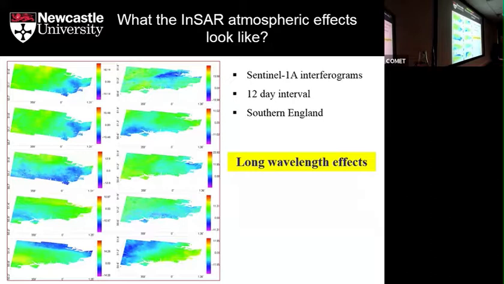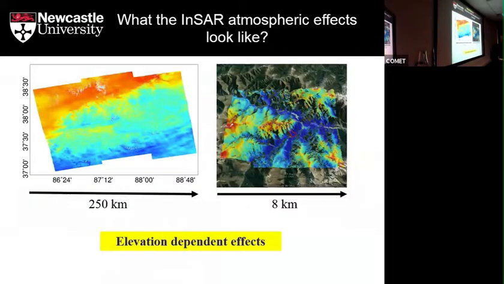Another very typical tropospheric effect is the elevation-dependent effect, or the topography-related signals. Here are some examples. It can happen on very large interferograms, for example 250 kilometers in Tibet, and also on very small interferograms, only 8 kilometers, a small landslide. You can see the very serious topography-related signals, which look like a DEM map. This kind of error happens because you have very large topography variation. The water vapor is correlated with the topography, so this results in this kind of error.